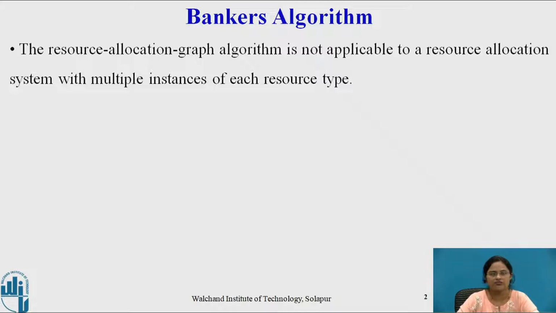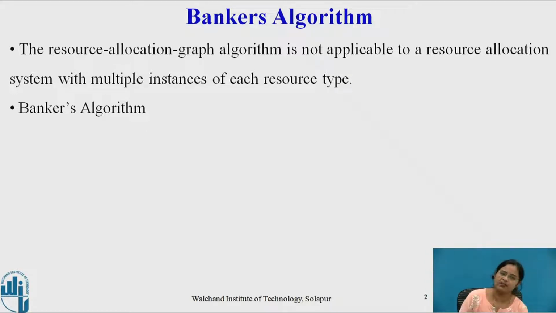Resource allocation graph is okay because we can immediately detect a cycle in that graph. But whenever we have multiple instances of each resource type, then resource allocation graph is not applicable. So for this system, bankers algorithm is used.